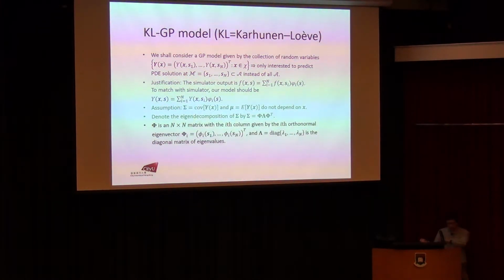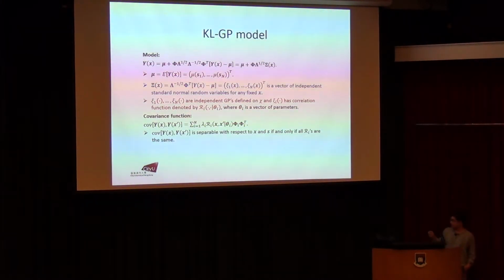The KR GP model assumes the covariance matrix of y(x) and the mean vector of y(x) are constant, so they do not depend on x. For this sigma here, we denote the eigen decomposition by phi lambda phi transpose, where phi is the N by N matrix of eigenvectors and lambda is the diagonal matrix of eigenvalues. So we can rewrite the GP model in this form: y(x) is mu plus phi times lambda raised to the power of half times psi(x).